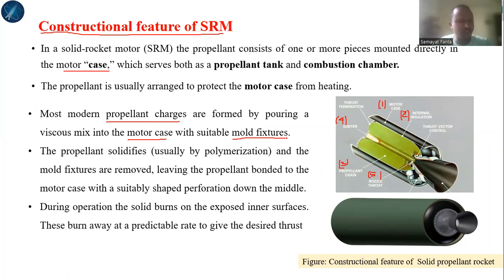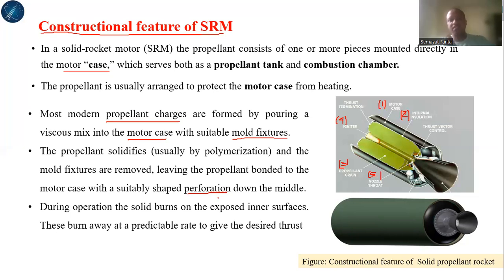If you are design students, you know what fixtures and jigs are. These are tool holding devices which support the formation of the shape of the propellant grain inside. The propellant solidifies using a polymerization process, and then the mold fixtures are removed. The fixtures are removed because they are extra matter, and leave the propellant bonded into the motor case with suitable shape perforation. Perforation means, for example, a star type, some hollow structures we intentionally leave for advanced propulsion systems. So all those perforations will be left.